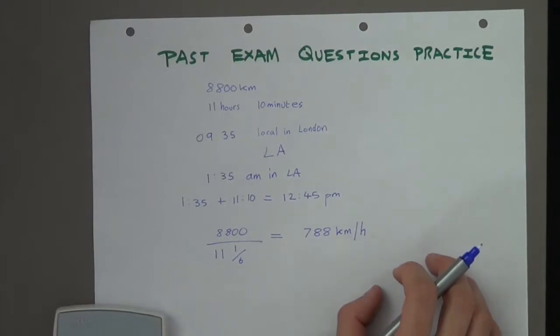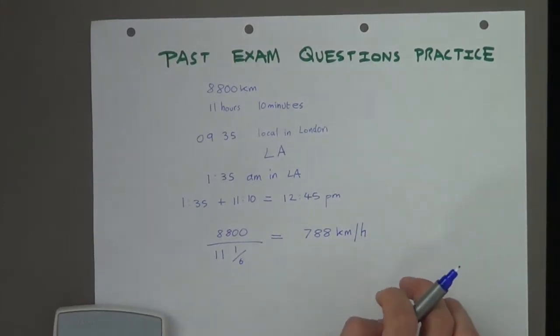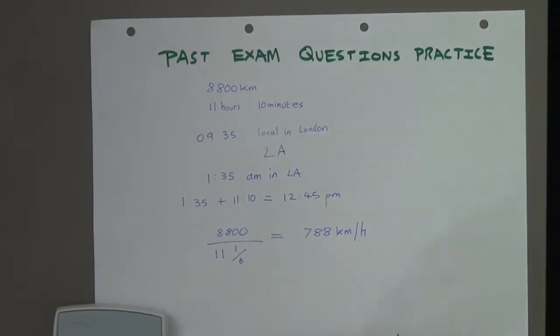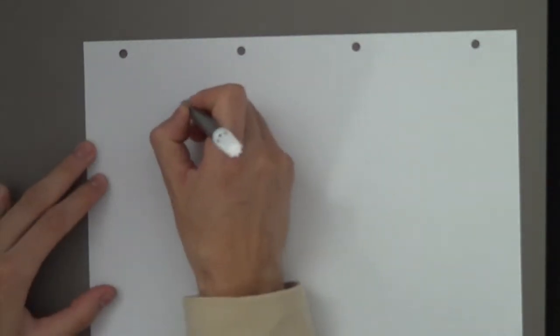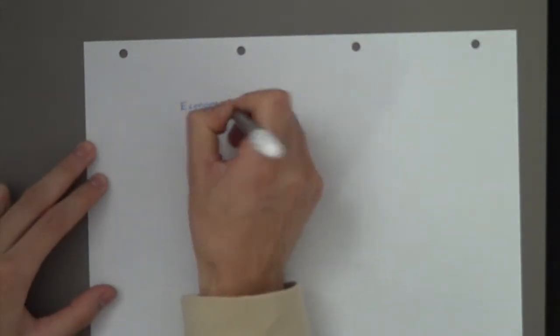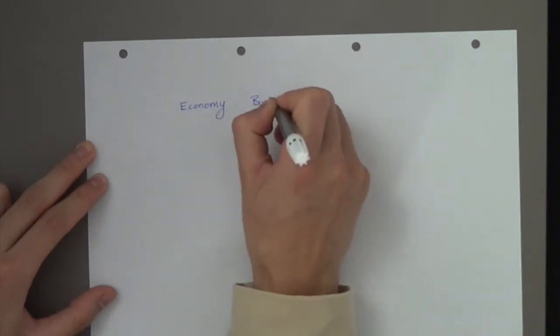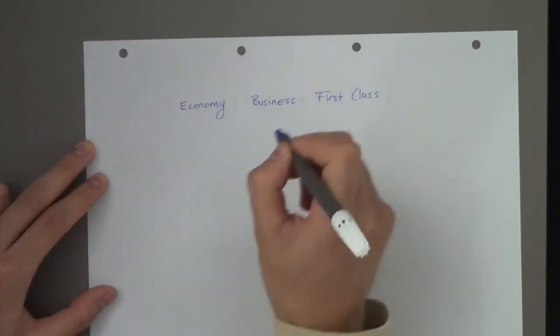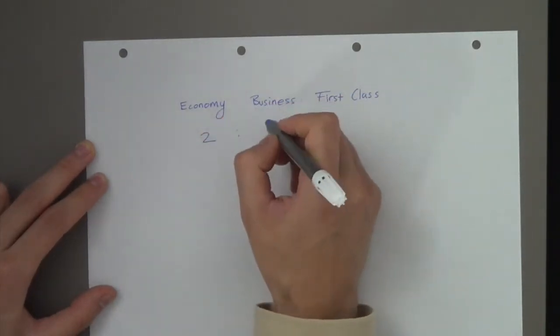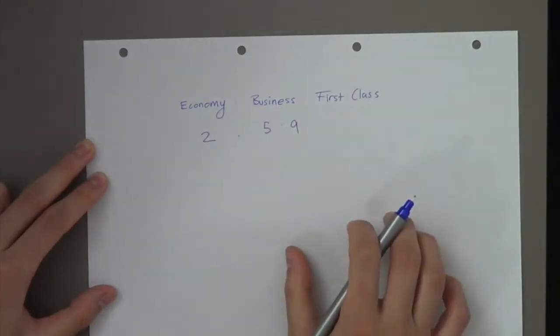So, next question. There are 3 types of tickets: economy, business, and first class. The price of these tickets is in the ratio economy, business, first class, 2:5:9. And I'm just gonna write this down for you. Okay, so we have economy, okay, business, and first class, and the ratio is 2:5:9. Okay.